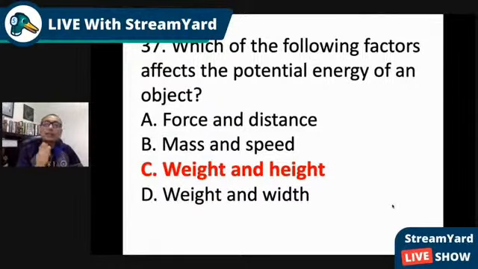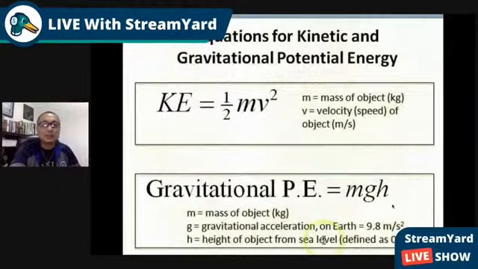But for potential energy, it's weight and height. Bakit weight? Weight is mg, di ba? Potential energy is mgh. So mg means weight, mass times g. And height is the h. And the equation, potential energy equals mgh. That's why C is the answer for number 37.